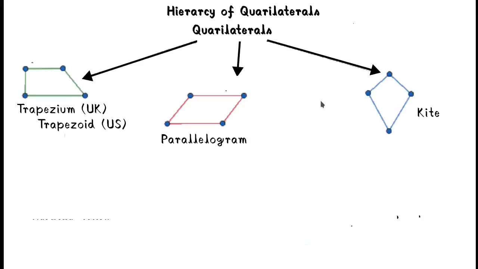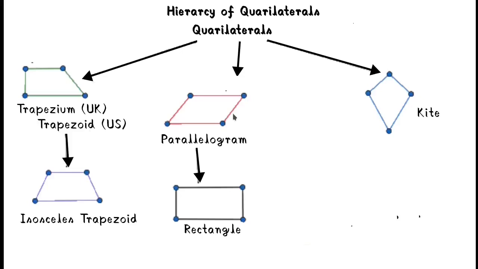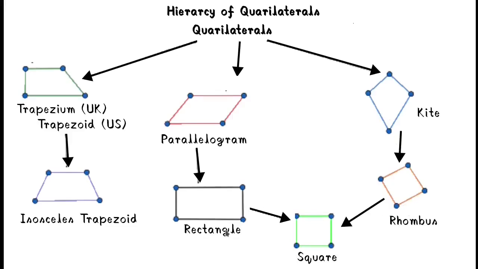A quadrilateral can be of many types. The basic three types are trapezium or trapezoid, parallelogram and kite. From a trapezium we can create an isosceles trapezoid. From a parallelogram we can create a rectangle. From a kite we can create a rhombus. From a rectangle we can create a square. Also from a rhombus we can create a square.